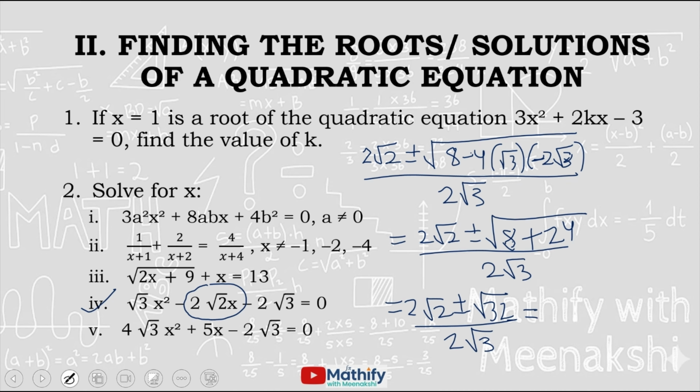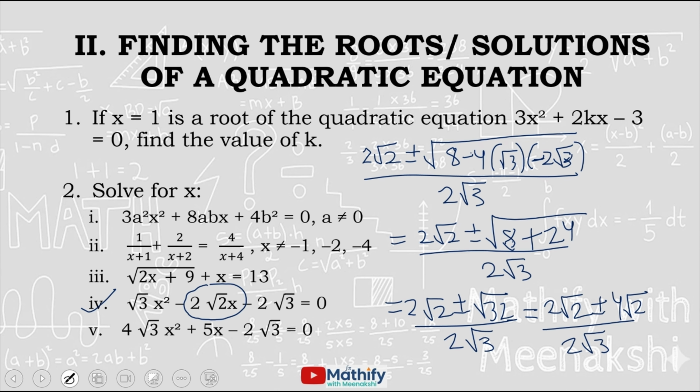And when you take prime factorization, that is 2 into 2 into 2 into 2 into 2. That is, 2 is coming 5 times. So you can take the pair outside. So you can take 4 outside and you are left with root 2. So by 2 root 3. Now here it's 2 root 2 plus minus 4 root 2 by 2 root 3.